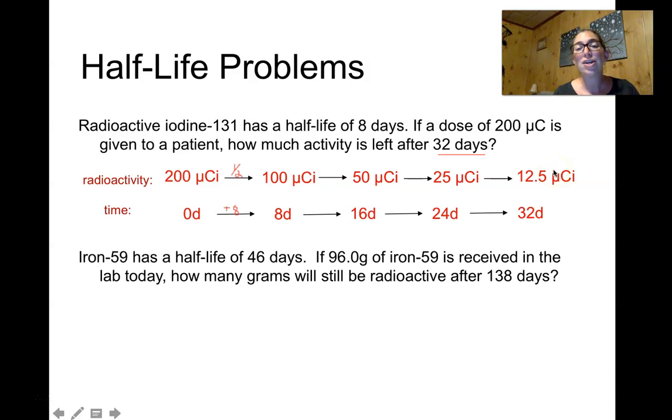So it's really good to go through this mapping process, because what a lot of people will do is say, oh, 8 goes into 32 4 times, so that's 4 half-lives, which is true, and then they'll just want to divide 200 by 4. 200 divided by 4 is 50. That's not the right answer. So mapping it out is really what you need to do.